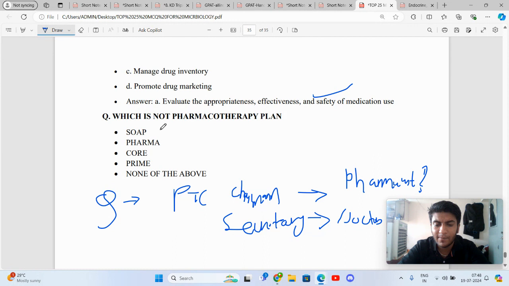When I talk about PRIME, PRIME is also one of the schemes run by Europe. So PRIME is a pharmacotherapeutic plan, basically pivotal, identifying and all. So you should know the different pharmacotherapy plans. The answer is none of the above, because they all are pharmacotherapeutic plans. CORE, FARM, SOAP, they all are pharmacotherapeutic plans. So that's the right answer.